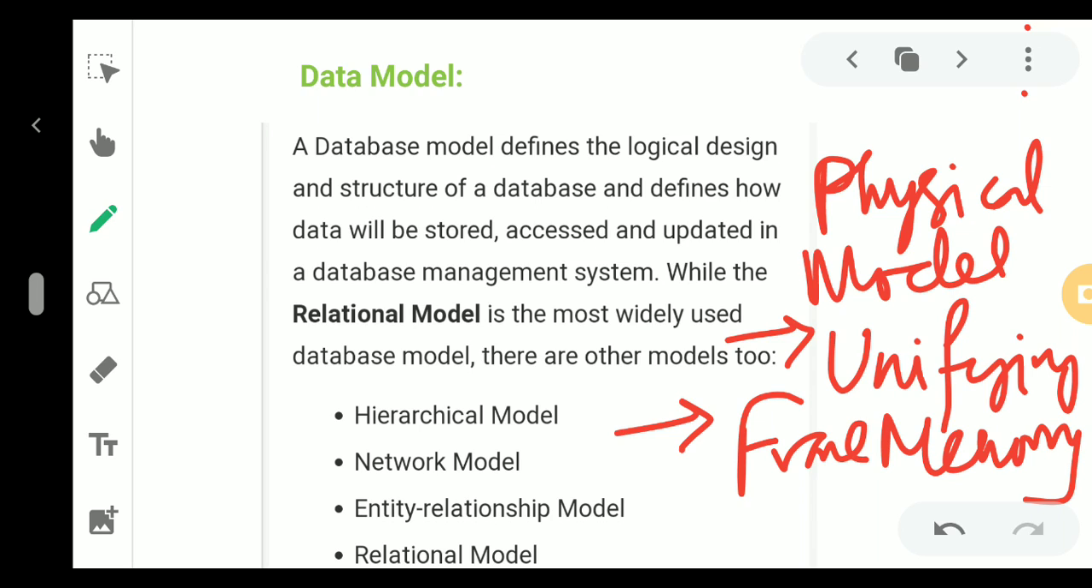There are different types of record based models available: number one is the hierarchical model, number two is the network model, and number three is the relational model. These three are record based logical models. The entity relationship model is actually part of the object based logical models.